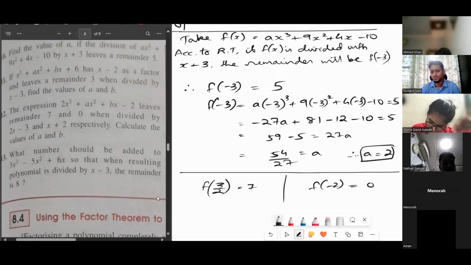Nathan, did you understand? Yes, kind of. The remainder theorem is just telling you what the remainder is. So here the remainder in the first one is f of 3 by 2, which is 7. And the second one is a factor because the remainder is coming 0. So the remainder theorem tells you that the remainder is f of minus 2, which is equal to 0, since x plus 2 is a factor.